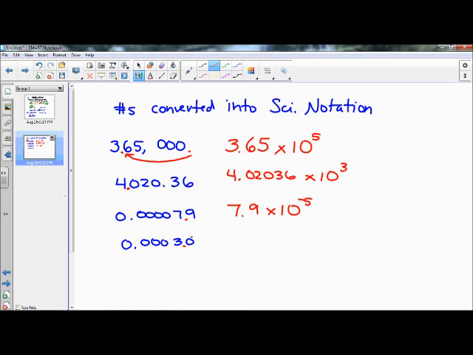Now this is a significant 0, so this has to also appear in the number in scientific notation. Okay, and I want 1, 2, 3, 4 decimal places. This number is less than 1, and the exponent is negative 4.